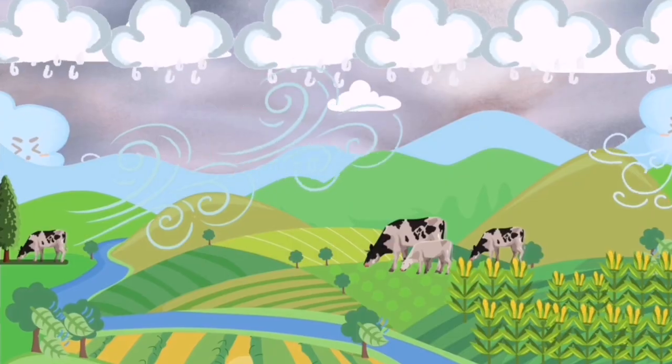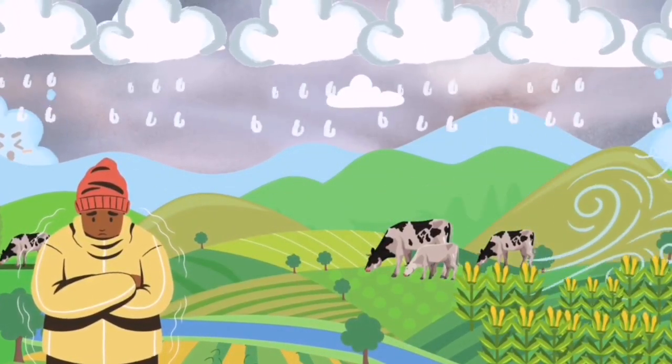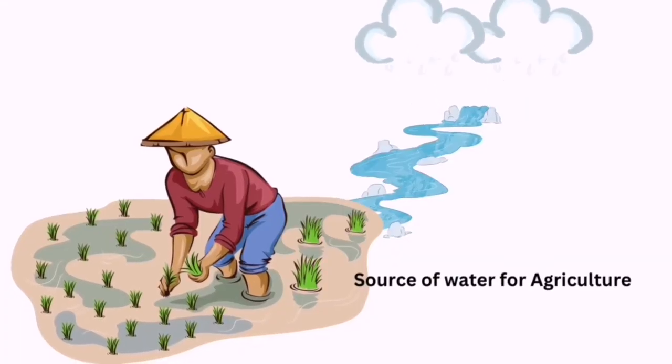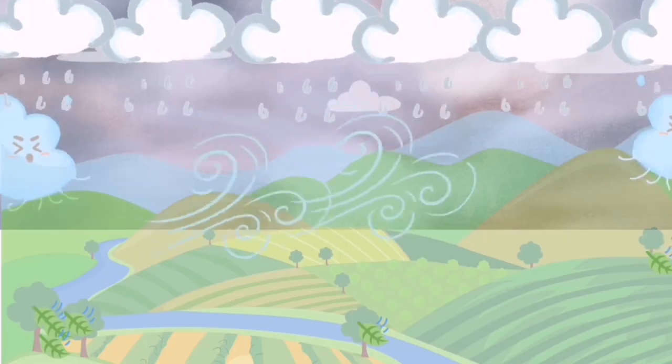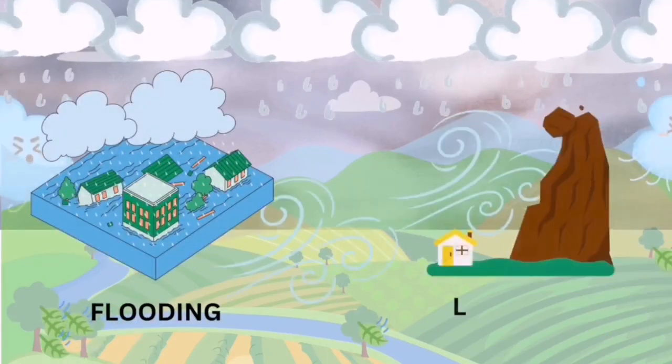When the northeast monsoon sets in, it brings cooler temperatures and significant rainfall to our region. It is a crucial source of water for agriculture and replenishes our reservoirs. However, heavy rainfall can also lead to potential challenges such as flooding and landslides.